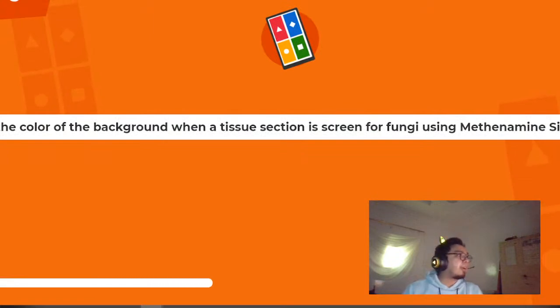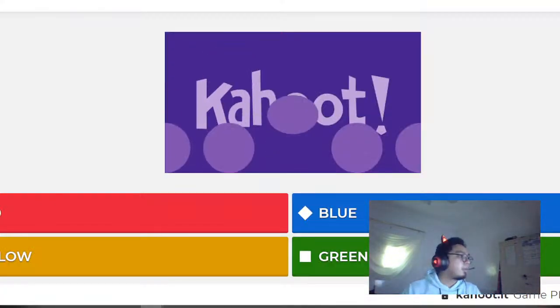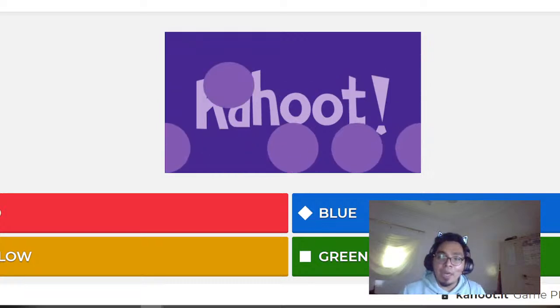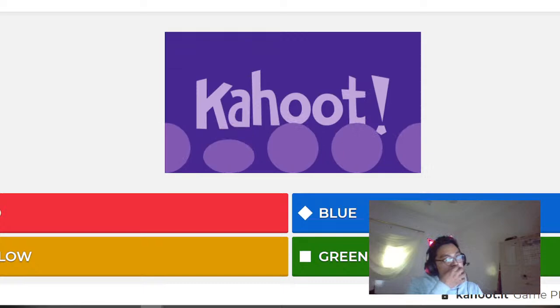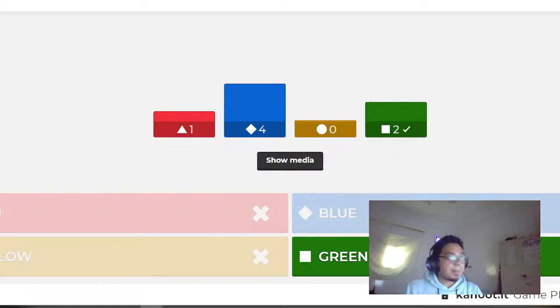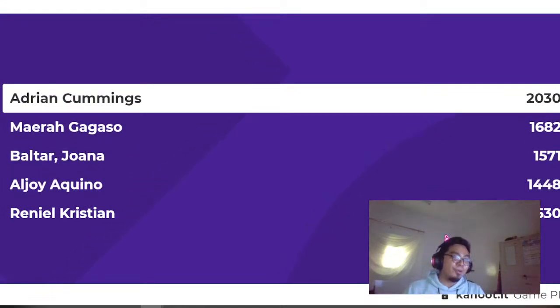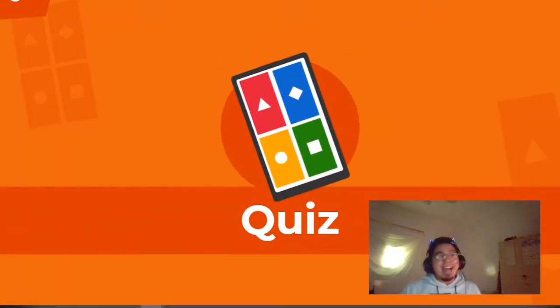This is the color of the background when a tissue section is screened for fungi using methenamine silver nitrate. Red, blue, yellow, or green. Methenamine silver. I remember I showed you guys a lot of pictures regarding this particular slide. Yes, 2 people finally answered correctly. And I wonder who they are. Adrian and Mayra. Oh, these 2 people are contending with each other, huh? I love the competition.